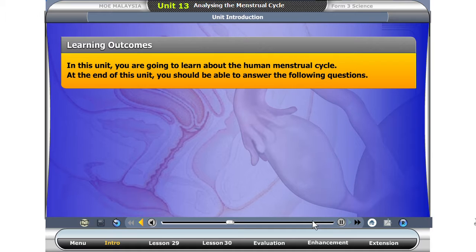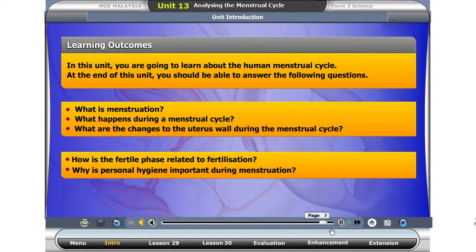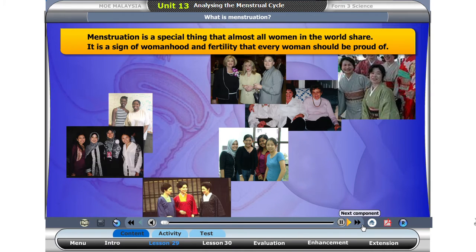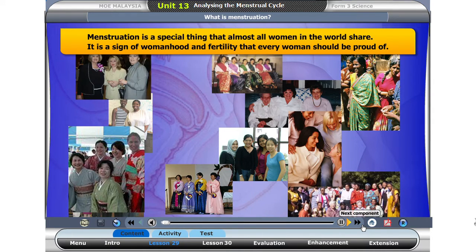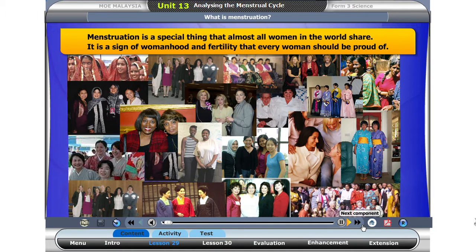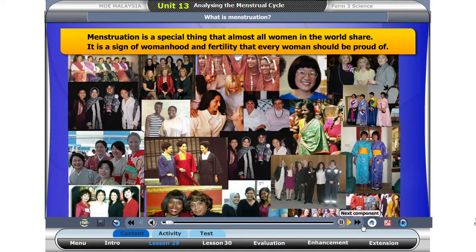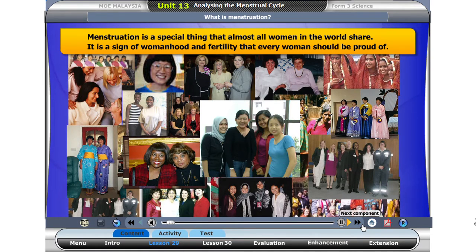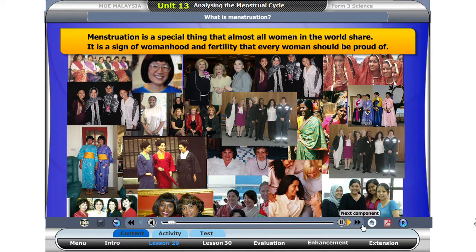In this unit, you are going to learn about menstruation. Every month, almost every woman in the world who has passed puberty will have their menstruation. Menstruation is a special thing that almost all women in the world share. It is a sign of womanhood and fertility that every woman should be proud of.